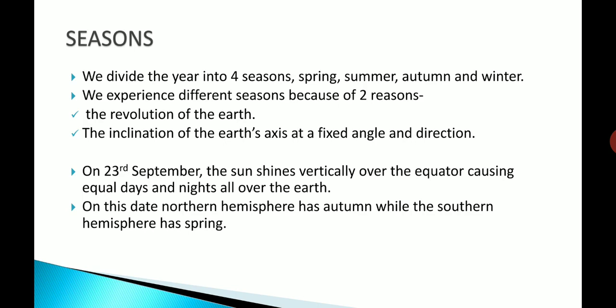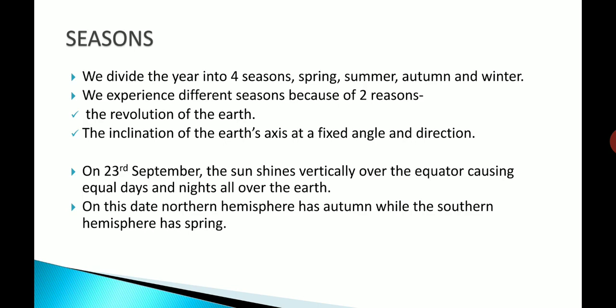Okay, on 23rd September, the sun shines vertically over the equator, causing equal day and equal night all over the earth. On this day, northern hemisphere has autumn while southern hemisphere has spring. Let's talk about the various different seasons on the earth. We divide the year into four different seasons: spring, summer, autumn, and winter. We all know these seasons occur due to two main reasons. First is revolution of earth, which is the movement of earth around the sun on a particular path known as orbit, and the inclination of earth axis at a fixed angle and direction.